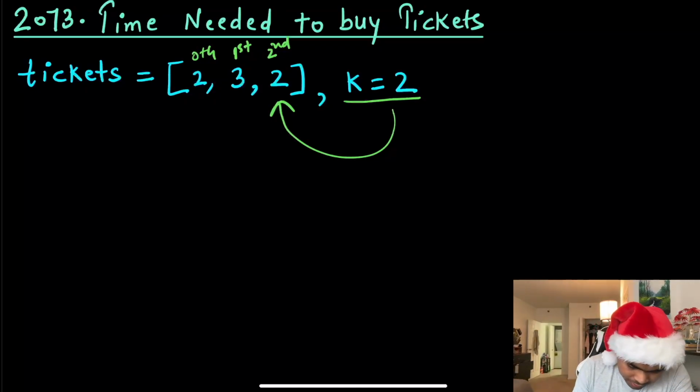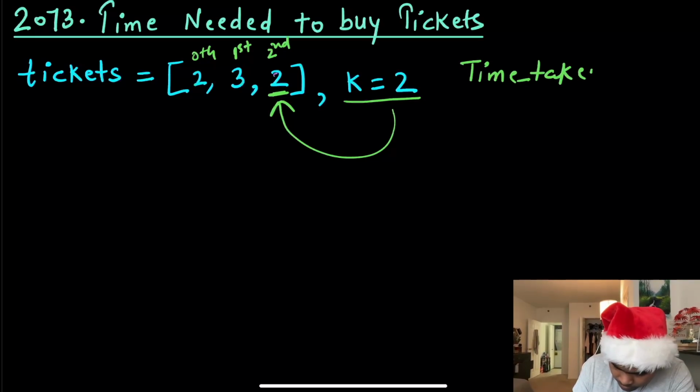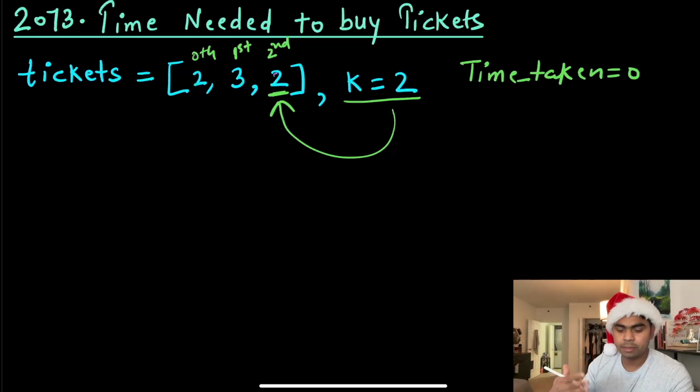So let's say this is the condition, and I'm going to mark this person with a different color, or maybe I'll just underline it. This is the person we are calculating the total time for. So let's see how we're going to do it. Let's say time taken, initially it's 0, then we will keep incrementing it.